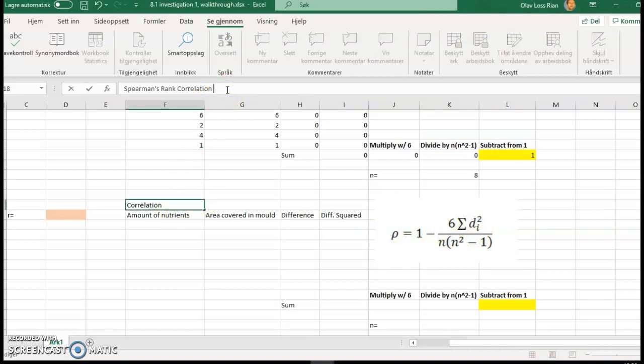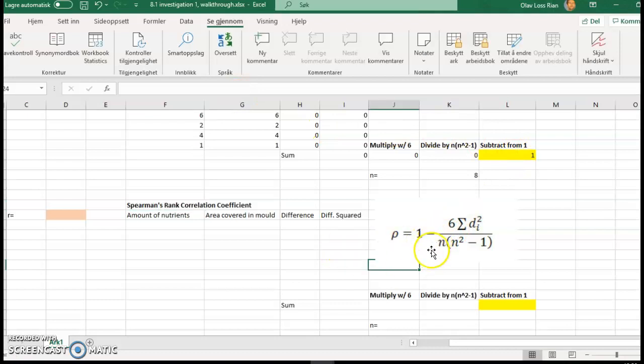I can add coefficient here. It looks very complicated, but the procedure is really summed up on page 380. You shouldn't follow that because it's wrong, but we'll just make a little change to it. So the first thing you do is to find the sum of the squared differences between the ranks.